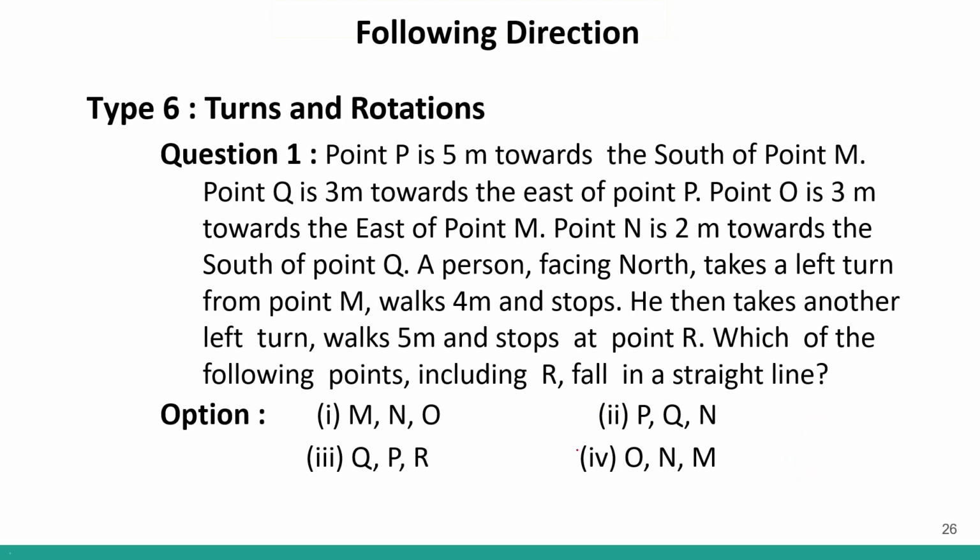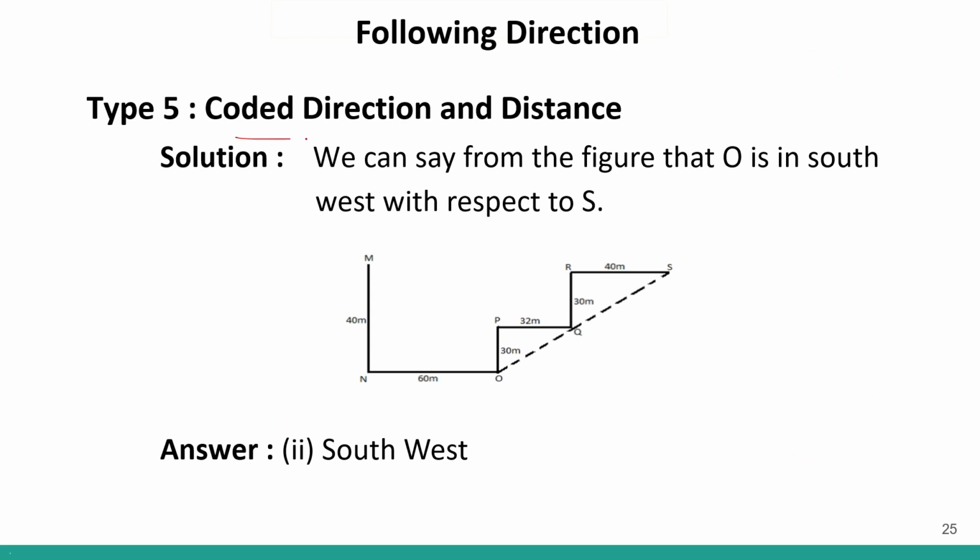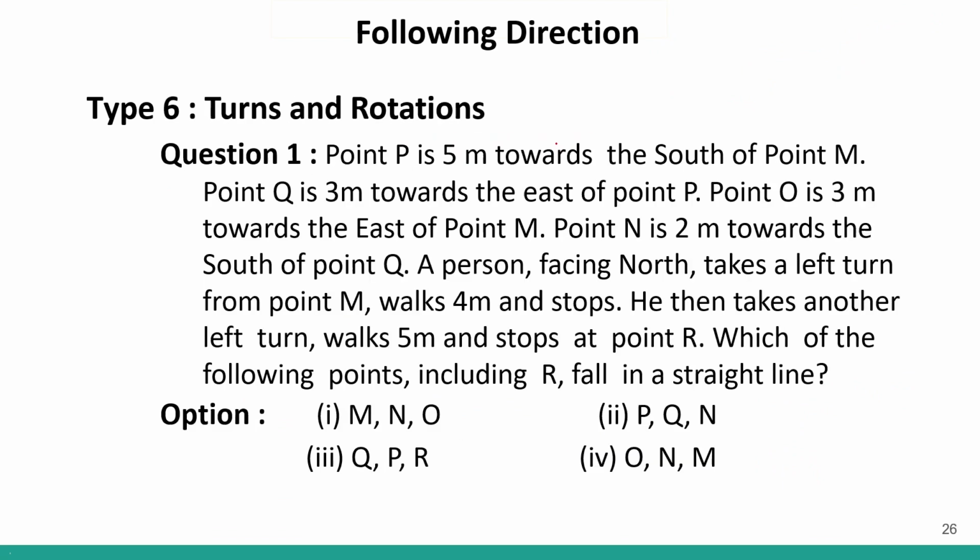Okay. So this question concluded our coding, direction and distance. Now let us move on to the last type, which is type 6, turns and rotations. For a brief revision, let us see how many concepts we did.